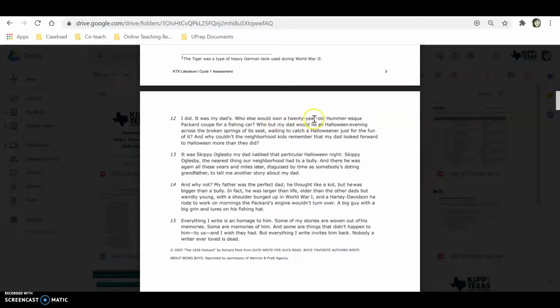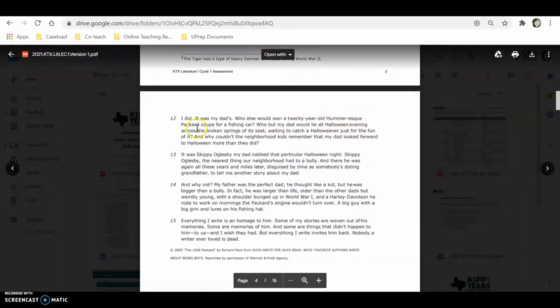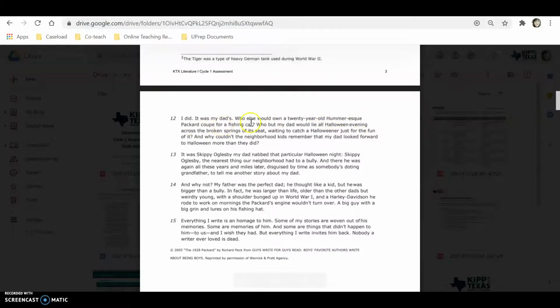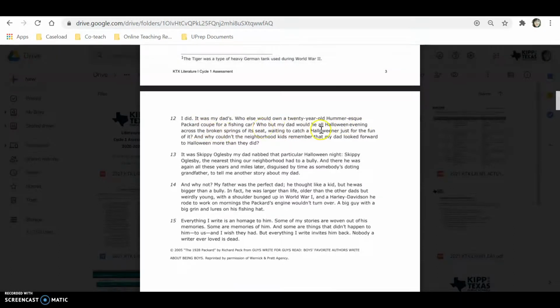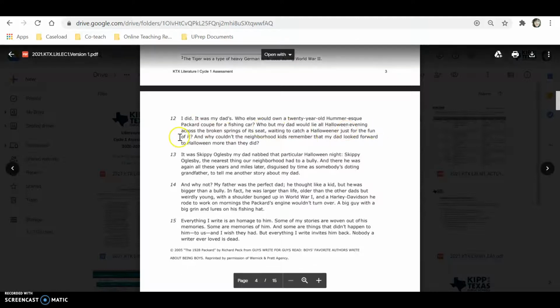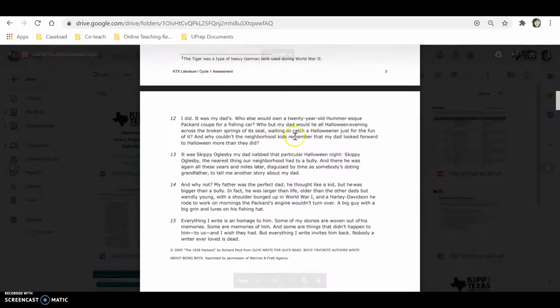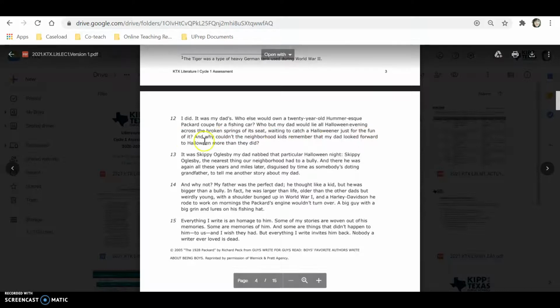Who else would own a 20-year-old Hummer-esque Packard coupe for a fishing car? Who but my dad would lie all Halloween evening across the broken springs of its seat, waiting to catch a Halloweener just for the fun of it? And why couldn't the neighborhood kids remember that my dad looked forward to Halloween more than they did?